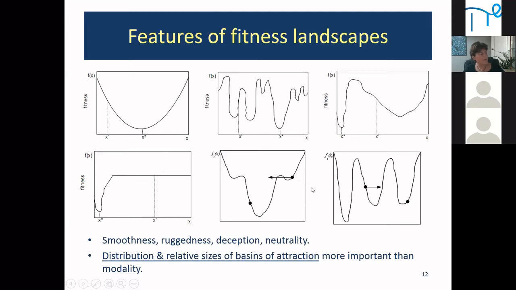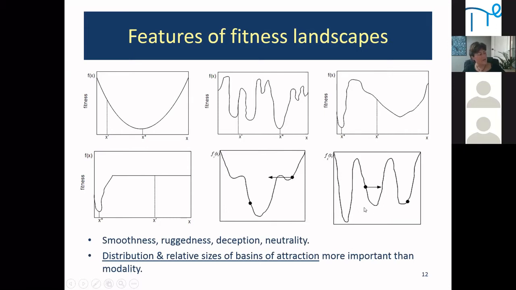But we also know that what's important is what we call the distribution and relative sizes of the basins of attraction. What that means is here we have two examples. This example here has two local optima and one global optimum. Here we have two local optima and one global optimum.